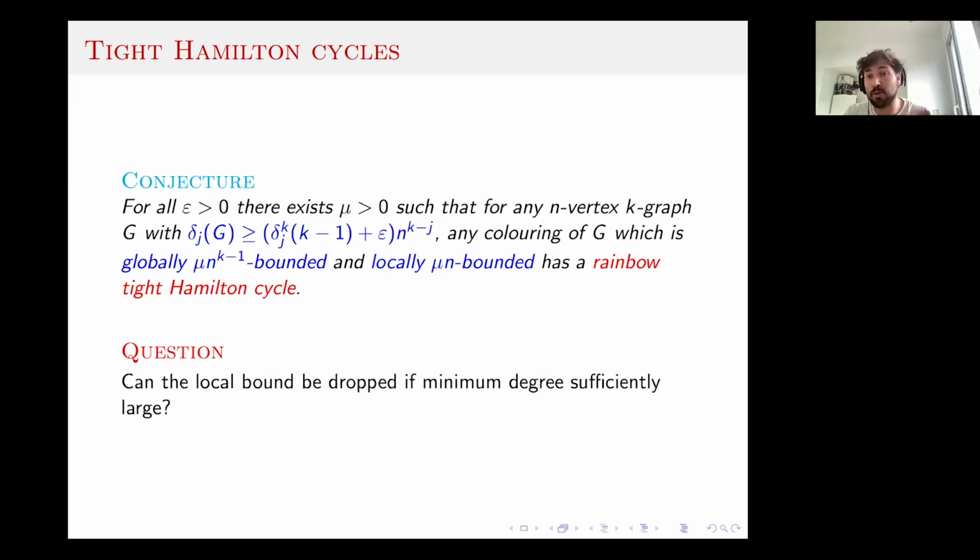In particular, we don't have constructions, for example, in the case that I showed before, for minimum degree above 2/3. So it could be that, and this would be quite interesting, to determine when this local bound becomes necessary. And I think that's where I'll leave it. So thank you for your attention.